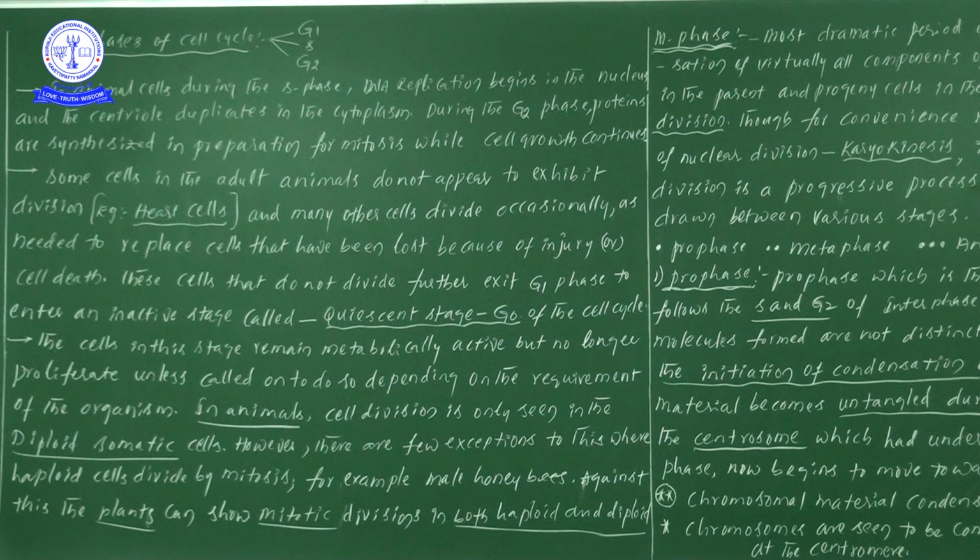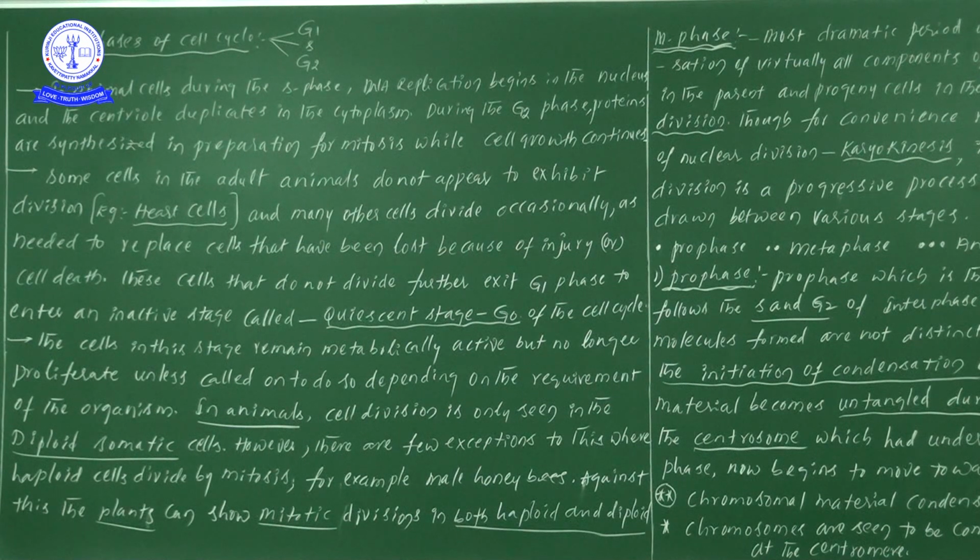So, for example, cell division takes place occasionally. That is the point we are understanding. These cells do not divide. Once more, these cells do not divide further. Once the particular need is fulfilled and there is no requirement, these cells do not divide further and get exit from the G1 phase.